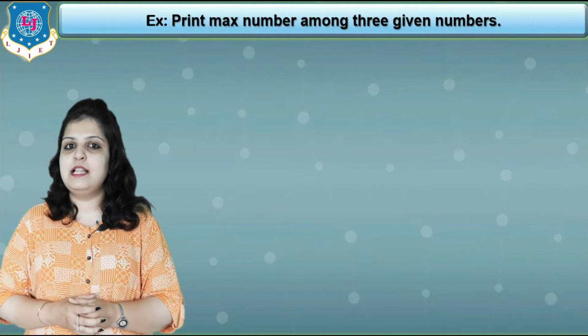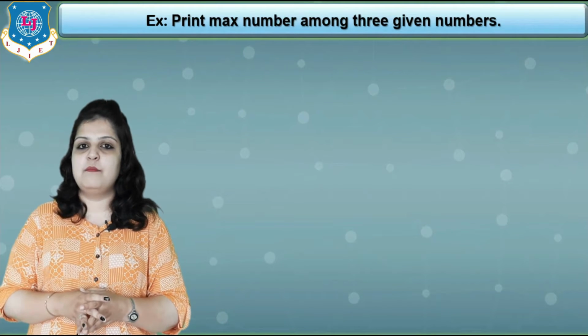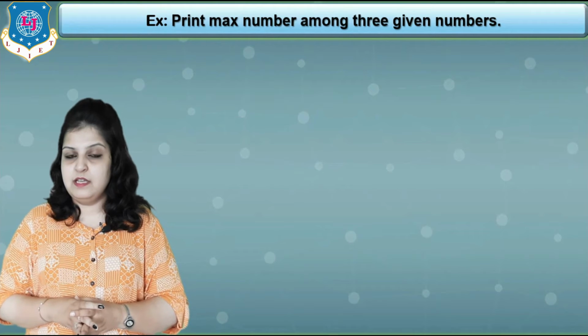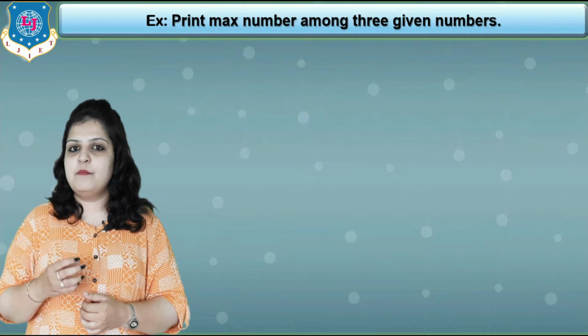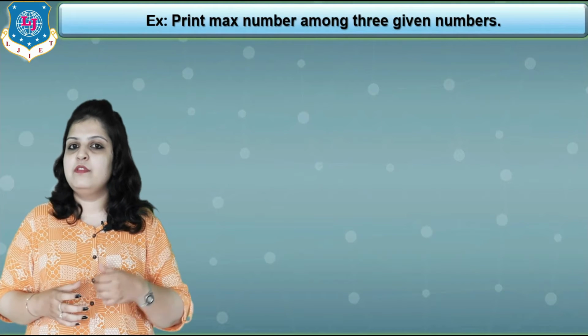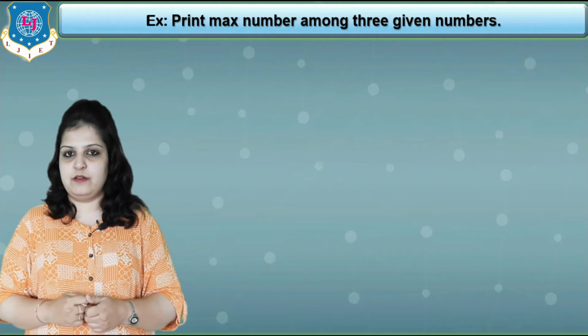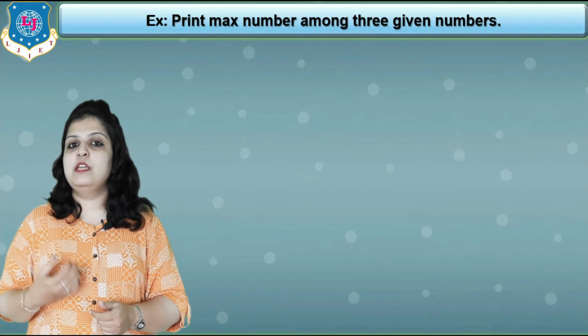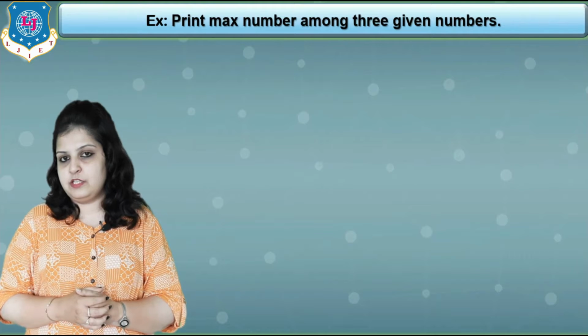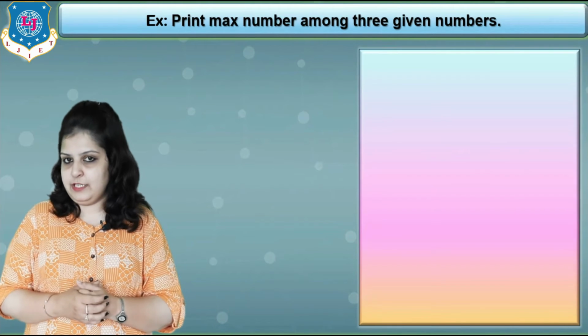The definition is: print the maximum number among the 3 given numbers. In the previous video lecture we found the maximum number among 2 numbers, where we required only a single condition. But here you want to find the maximum from 3 different numbers, so here we require multiple conditions. Let's see how we can write it.